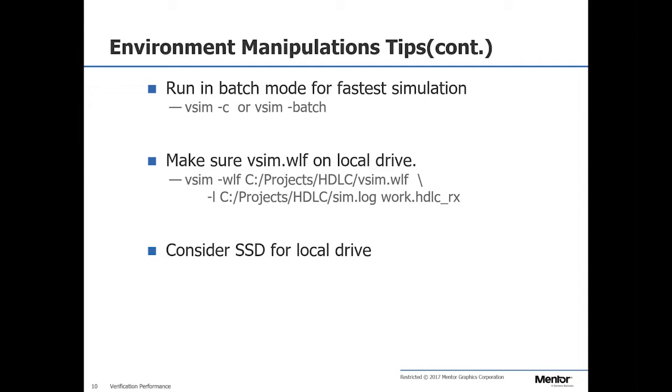If your source code is out on a network drive, even if your compiled libraries are out on a network drive, that might slow down the compile a tad. It might slow down the start of your simulation a tad. But once the simulation is running, it doesn't matter if those things are on a network drive. But especially that vsim.wlf file, if that's being written across the network, that can really bottleneck your simulation performance.